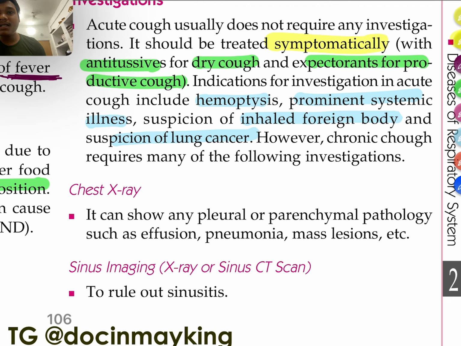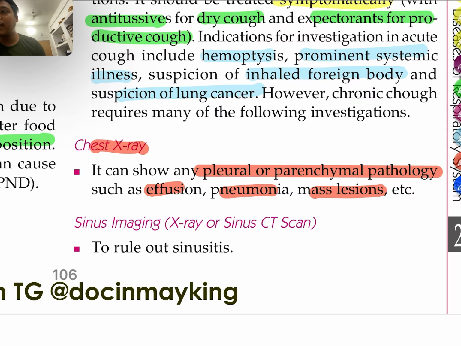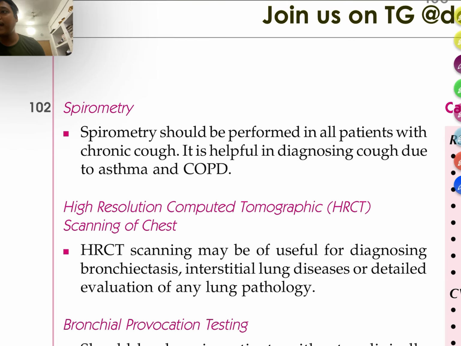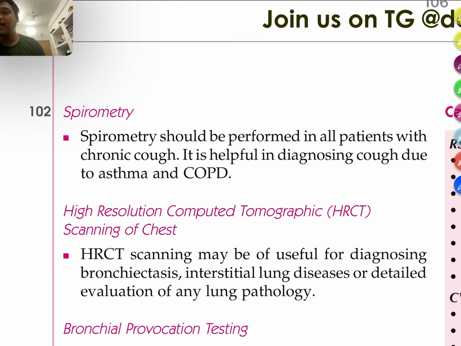Routinely we use the chest x-ray, which shows any pleural or parenchymal pathology, like effusion, pneumonia or mass lesion, if present. After that, sinus imaging by x-ray or CT scan is used to rule out sinus conditions. And spirometry, as we studied a minute ago, is done in all cases of chronic cough. It is helpful in the diagnosis of asthma and COPD.